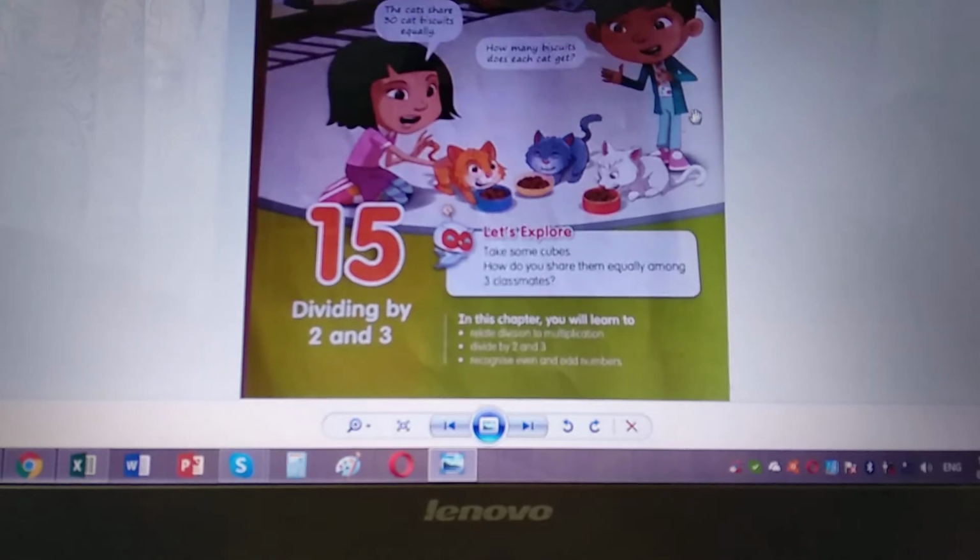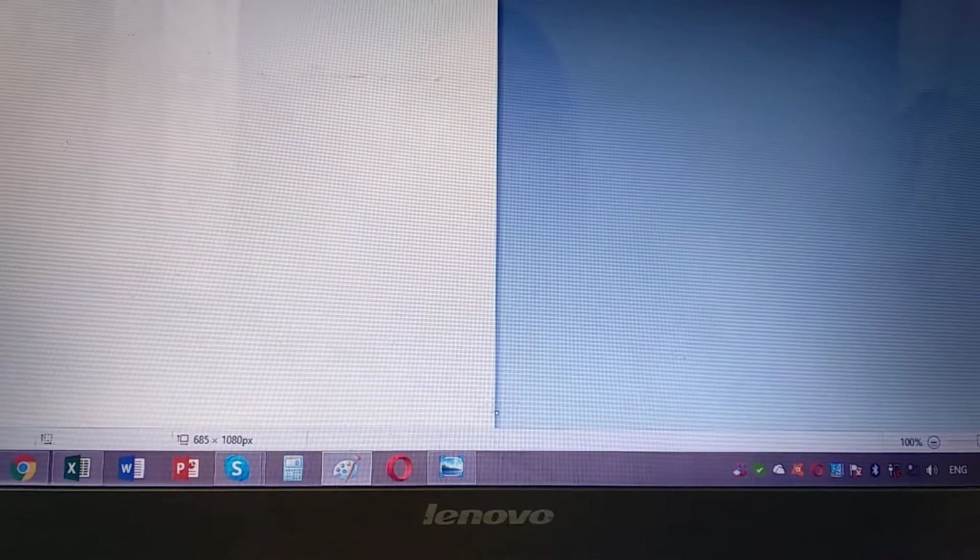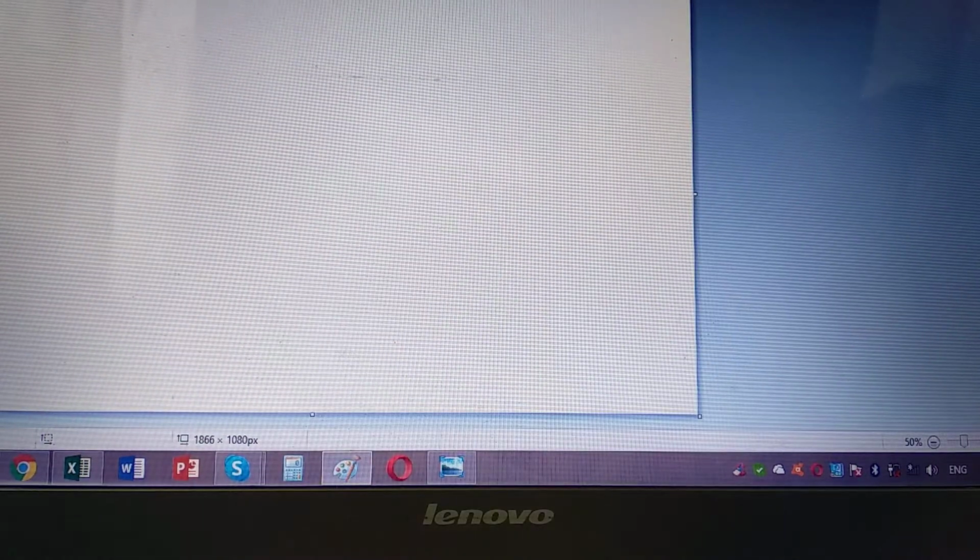For example, the chapter next after division with leftover is topic 15, dividing by 2 and 3. What does it mean by 2 and 3? Meaning table 2 and table 3. So that's what I meant by reverse version of multiplication. Now let's go back to table 2 and table 3, if you still remember them.